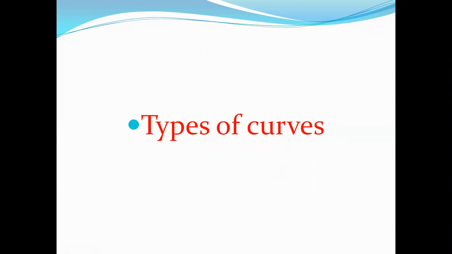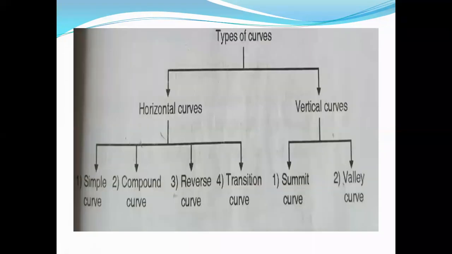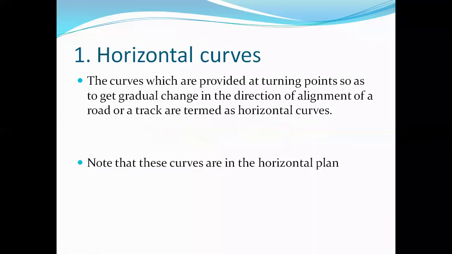And now see what are the types of curves. There are two main types of curves, horizontal curve and vertical curve. The horizontal curve is classified into four categories, and vertical curve is classified into two categories. Now see the horizontal curve: the curve which provides a turning point so as to get gradual change in direction of alignment of road or track.